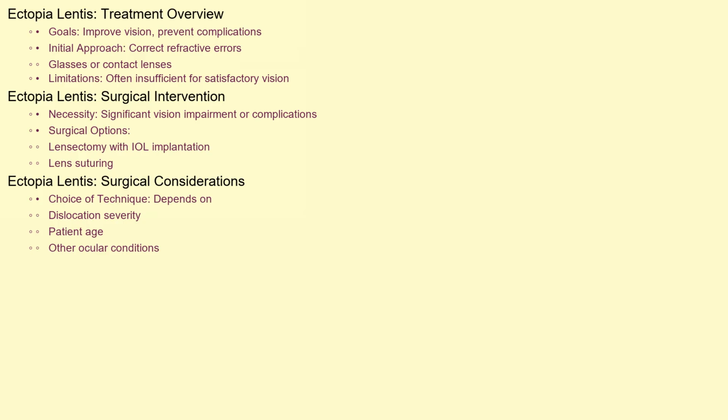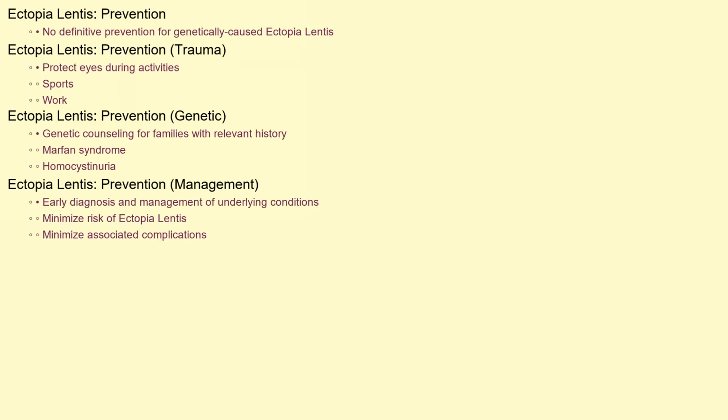Surgical options include lensectomy, the removal of the dislocated lens, followed by the implantation of an artificial intraocular lens, IOL. Another surgical option involves suturing the dislocated lens back into place, which may be a more appropriate approach in some cases, especially in younger individuals. The choice of surgical technique depends on the severity of the dislocation, the patient's age, and the presence of other ocular conditions.